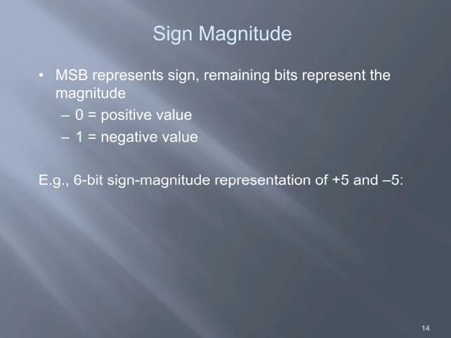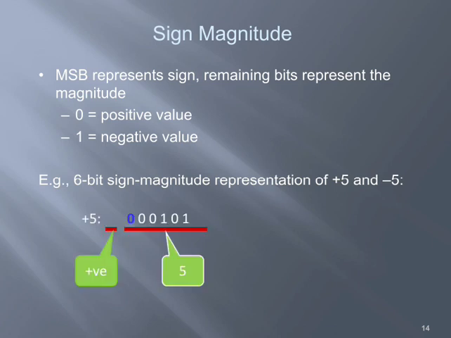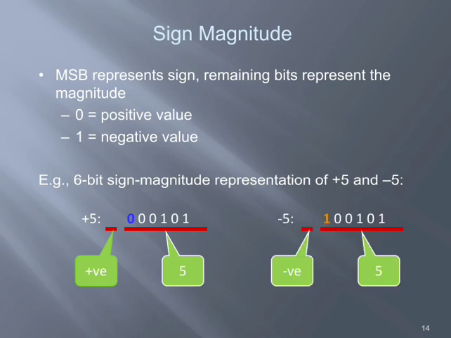Example, a 6-bit sign magnitude representation of plus 5 and minus 5 we will see. 5 you can represent as 101 directly, but in order to represent its sign also I am considering 6-bit representation. So 6-bit means it will be 000101 for plus 5 and 100101 for minus 5. In the example you can clearly see that its magnitude is 00101, representing 5, and for sign it will be the MSB bit. MSB bit should be 0 for a positive number and 1 for a negative number.